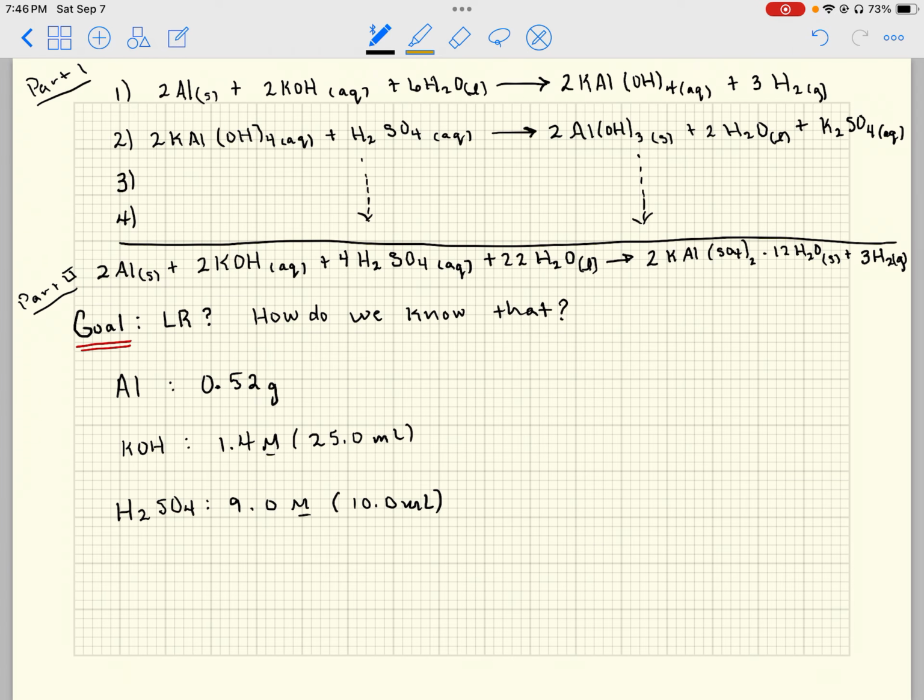So let's go ahead and get started. For part 1, you actually have to write down all 4 reactions. And those 4 reactions come from your lab procedure. I've written 2 of the 4 down. And what you have to do is you have to come up with a complete balanced chemical equation, which is right here.